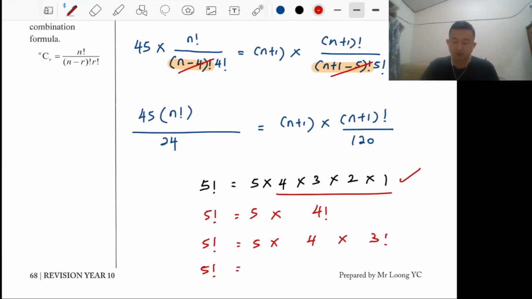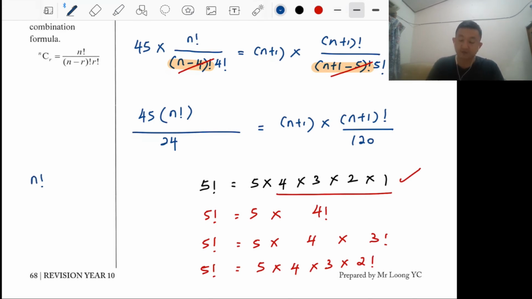Meaning, I always start with n. If I want to expand it, I just minus 1 to get the next term. So 5 minus 1, I have 4. Minus 1 again is 3. Depending on where I want to stop, if I want to stop at 2, then I put a factorial. You get the concept?